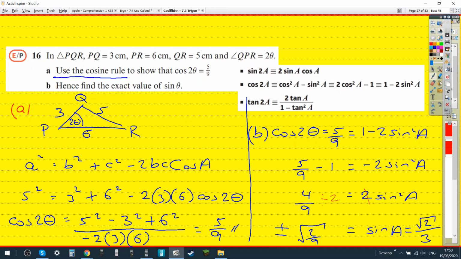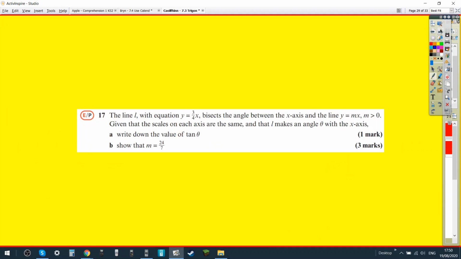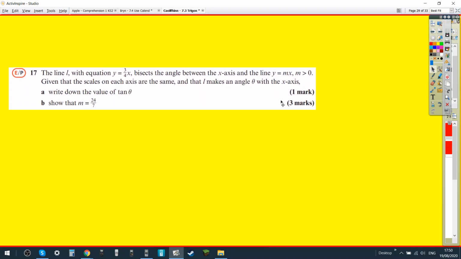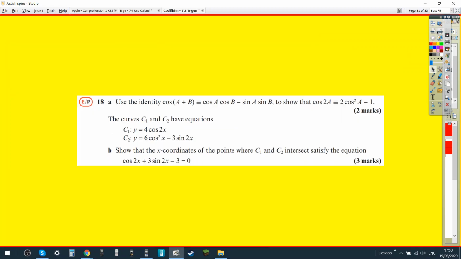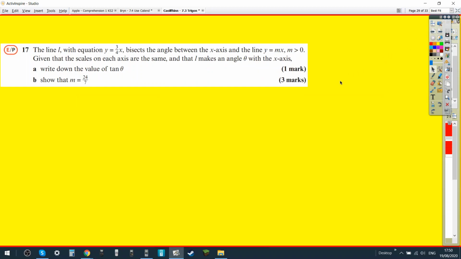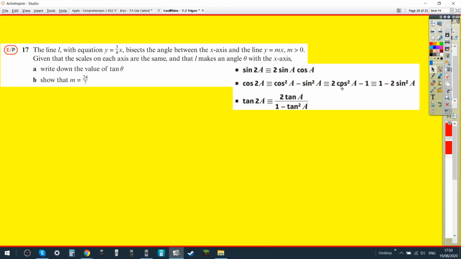No. Okay, so now we're applying this stuff to geometry. One second. Alright. How do we do this?